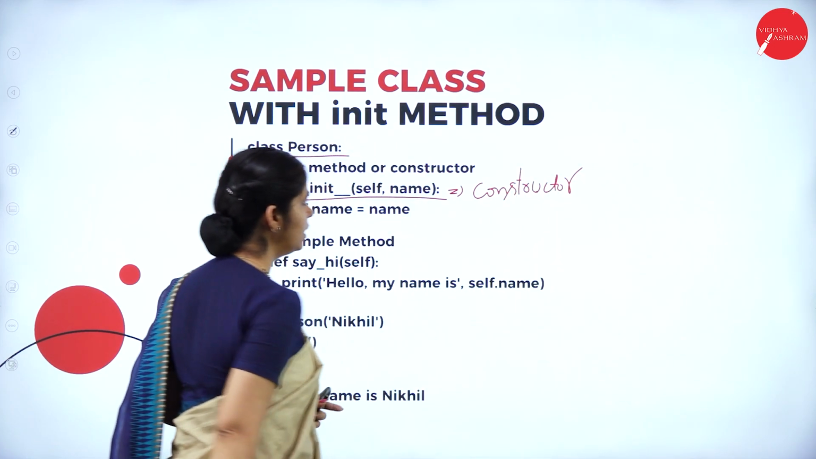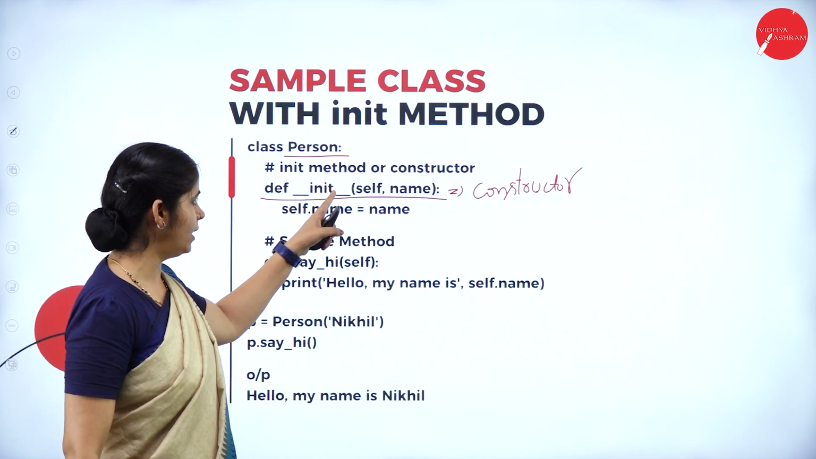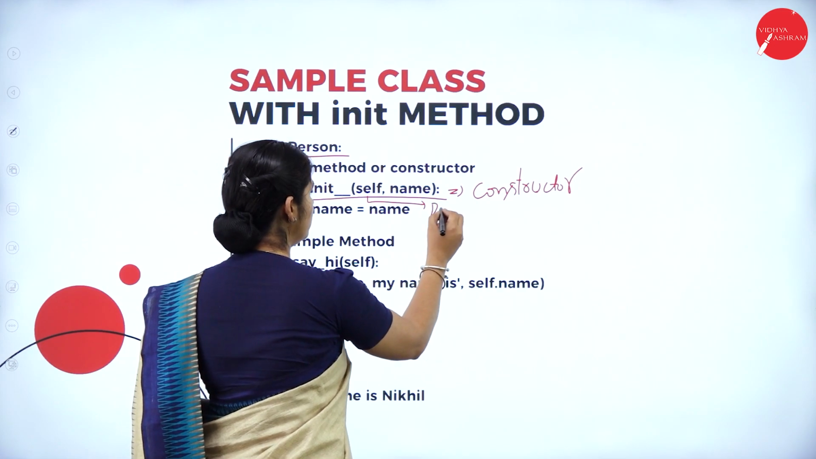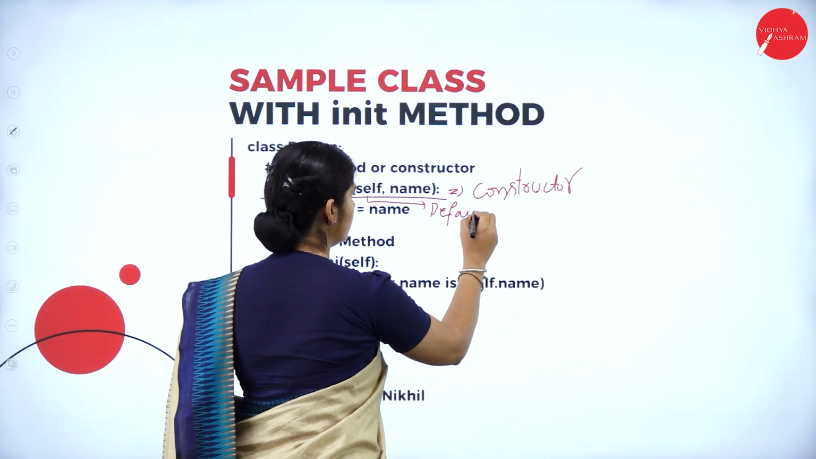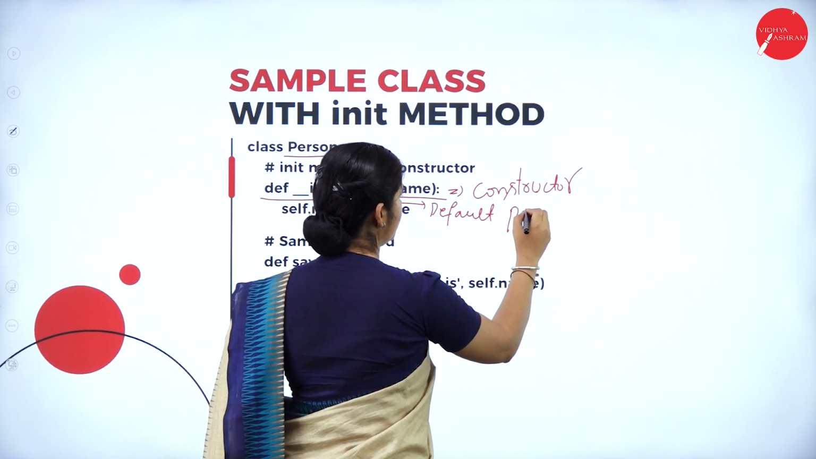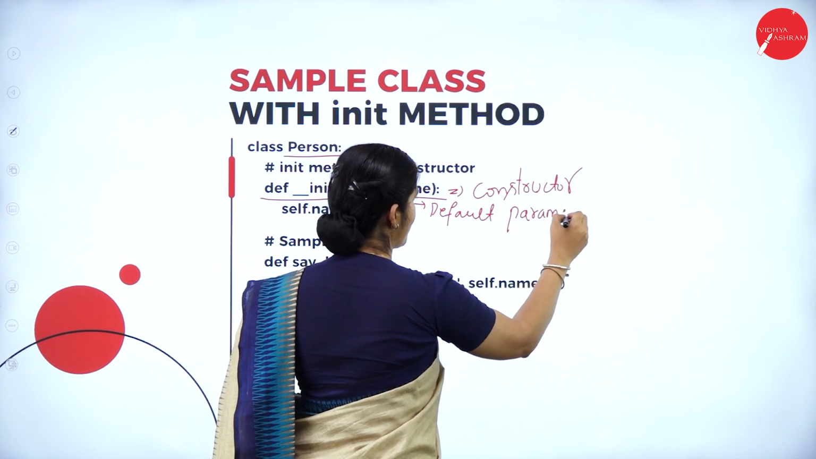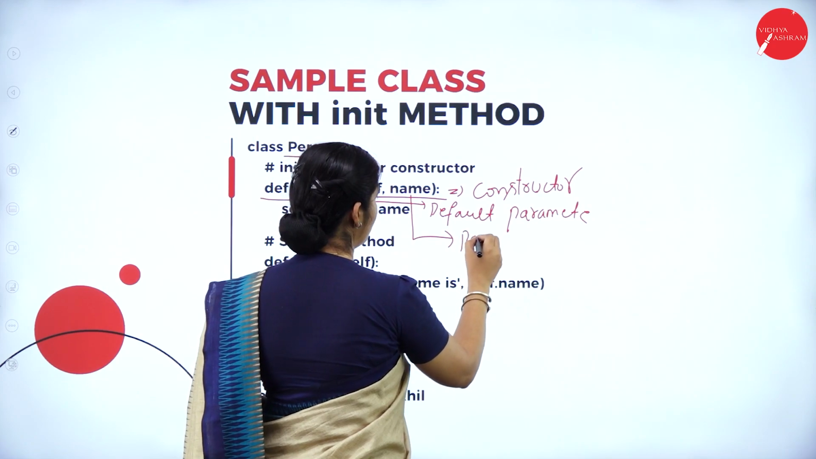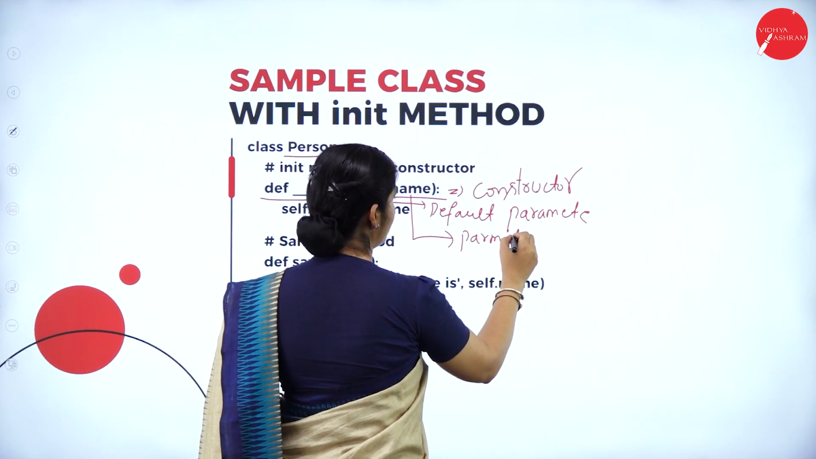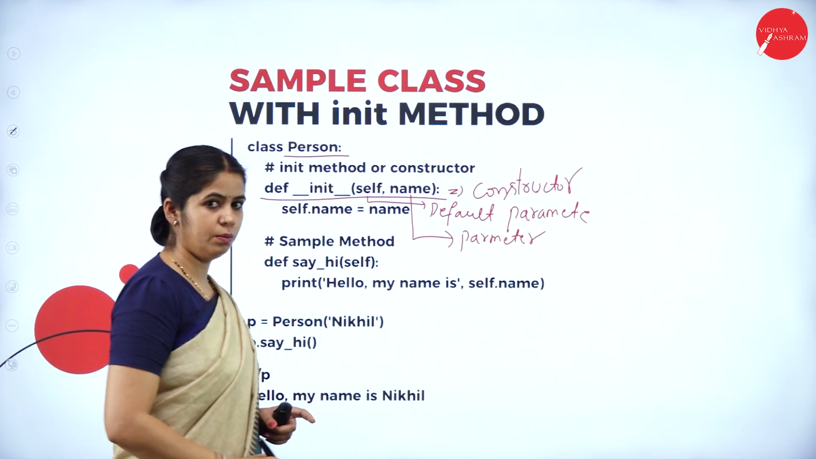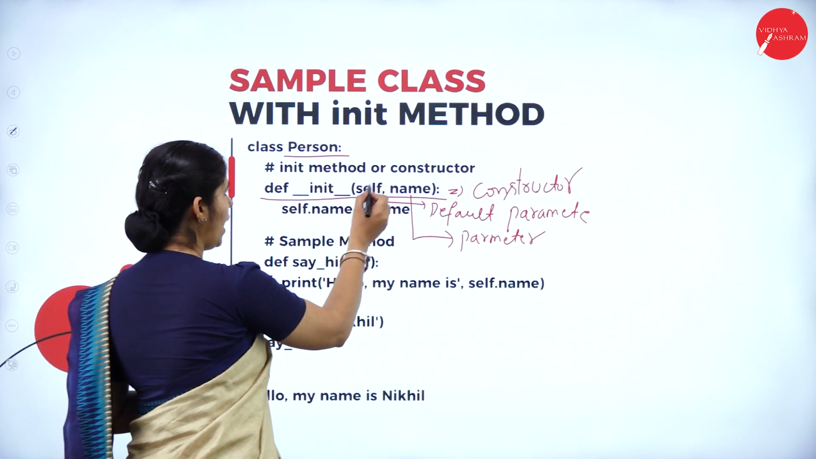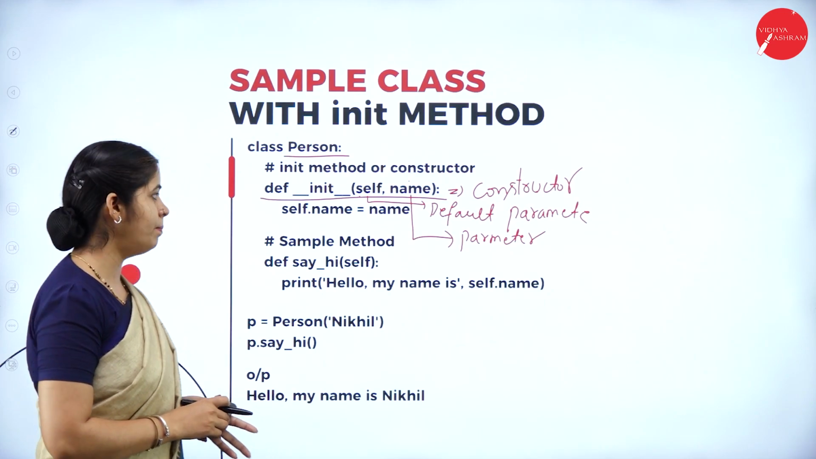We are calling the constructor using an init method. How many parameters? Self is a default parameter, and we are passing one user defined parameter here. Okay, so two parameters are there. This self is to access this user defined parameter.